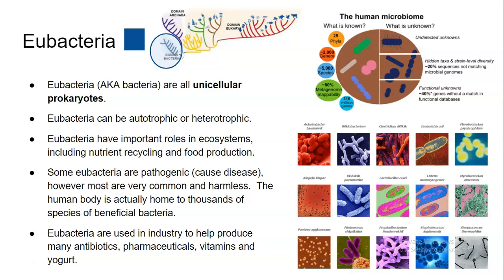Eubacteria have important roles in ecosystems, including nutrient recycling and food production. Without bacteria, we wouldn't be able to decompose dead organisms, and those dead bodies would just pile up. We wouldn't be able to take those nutrients out of those dead bodies and recycle them into the environment. So the entire ecosystem would collapse very quickly without bacteria. Of course, we also use bacteria to make food as well, such as yogurt.